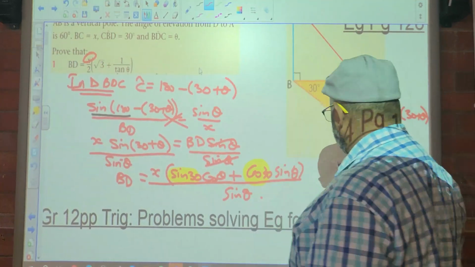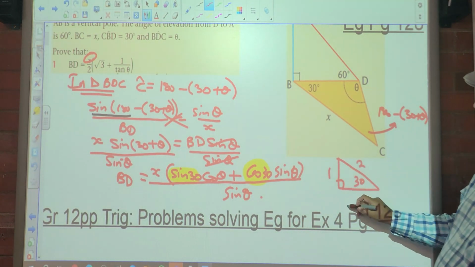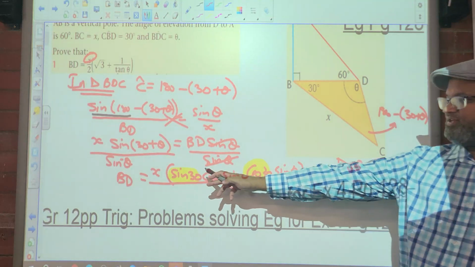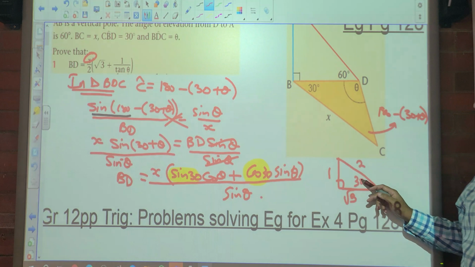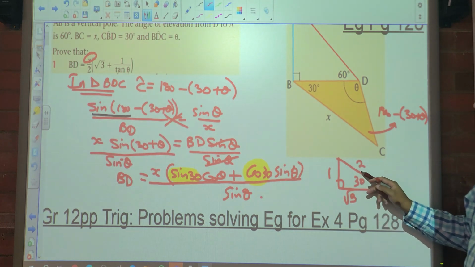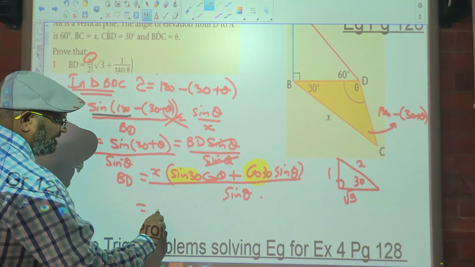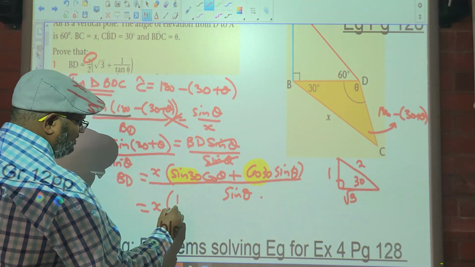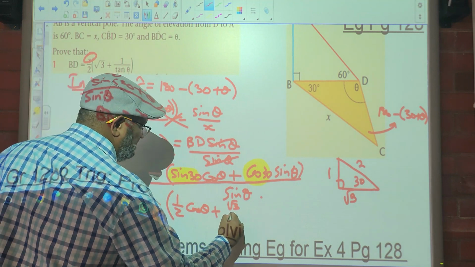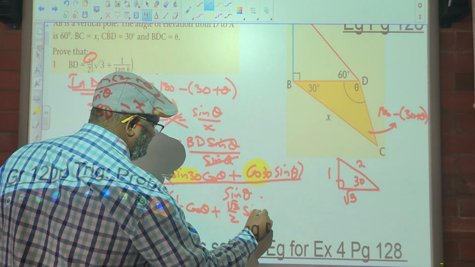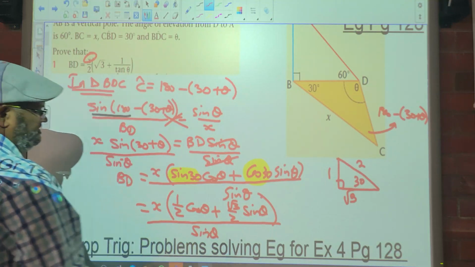Special angles for 30 degrees, that's going to be 1, 2, root 3. What is sine of 30? 1 over 2. What is cos of 30? Root 3 over 2. Not so? So it's x into (1 over 2 cos theta plus root 3 over 2 sine theta), and this is all over sine theta.